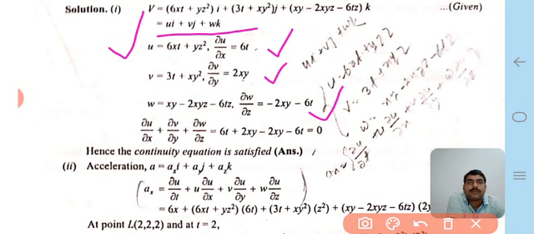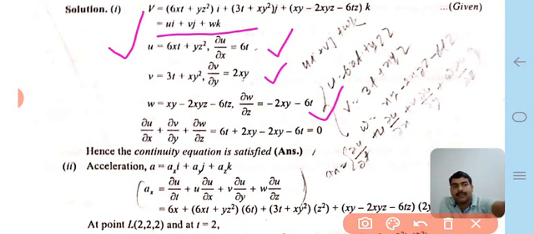Therefore, the continuity equation in three-dimensional flow is del u upon del x plus del v upon del y plus del w upon del z is equal to, putting all the values and calculating, we find 0. Therefore, we say that the continuity equation is satisfied.